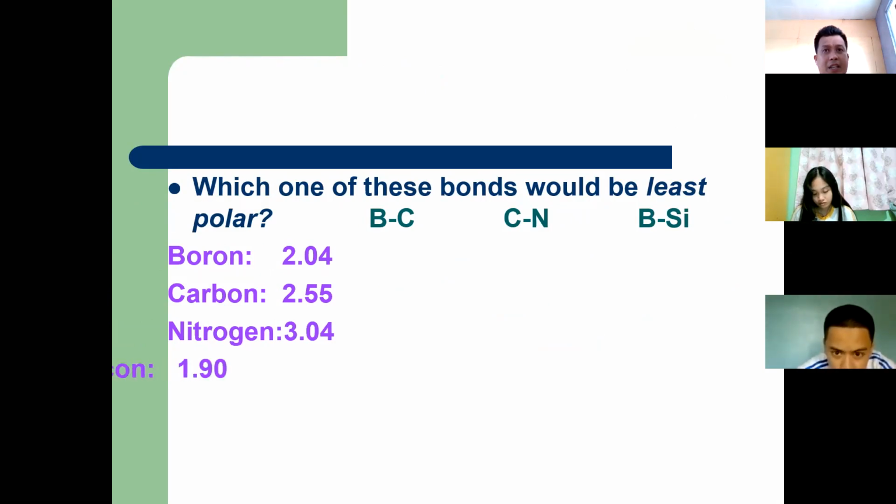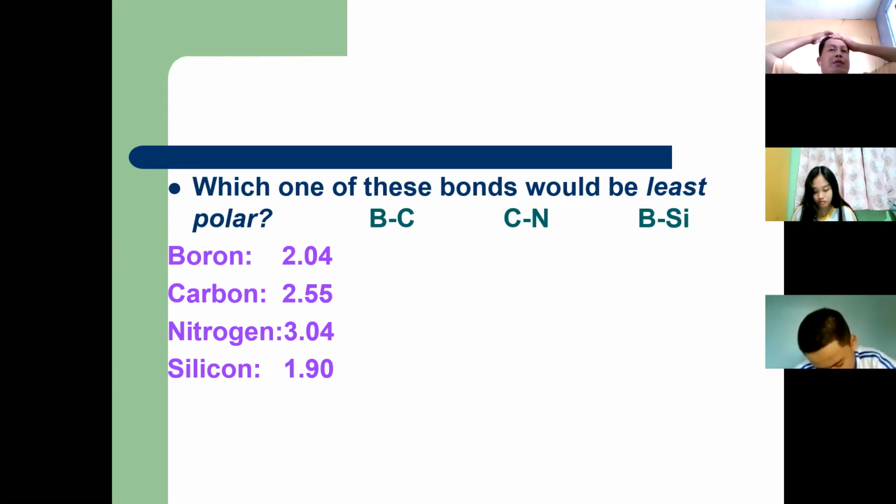This is nitrogen and silicon. So what is the bond that exists between boron and carbon? If you subtract 2.55 by 2.04, but in the periodic table, carbon is 2.5, boron is 2.0. The difference is 0.5, right? So therefore, it is polar because the range of values for being non-polar is less than 0.5. If it is equal to 0.5, that is already polar. But if it is less than 0.5, which is 0.49, that is already non-polar.